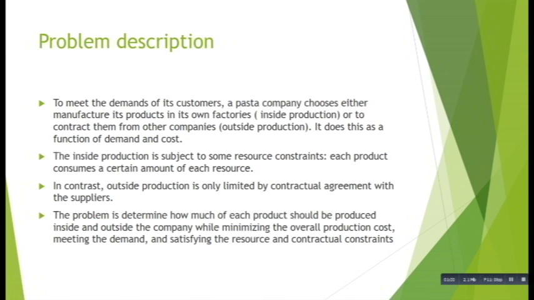Its product consumes a certain amount of resources. In contrast, the outside production is only limited by contractual agreement with the suppliers. The problem is determining how much of its product should be produced inside and outside the company while minimizing the overall production costs, meeting the demand, and satisfying the resources and contractual constraints.